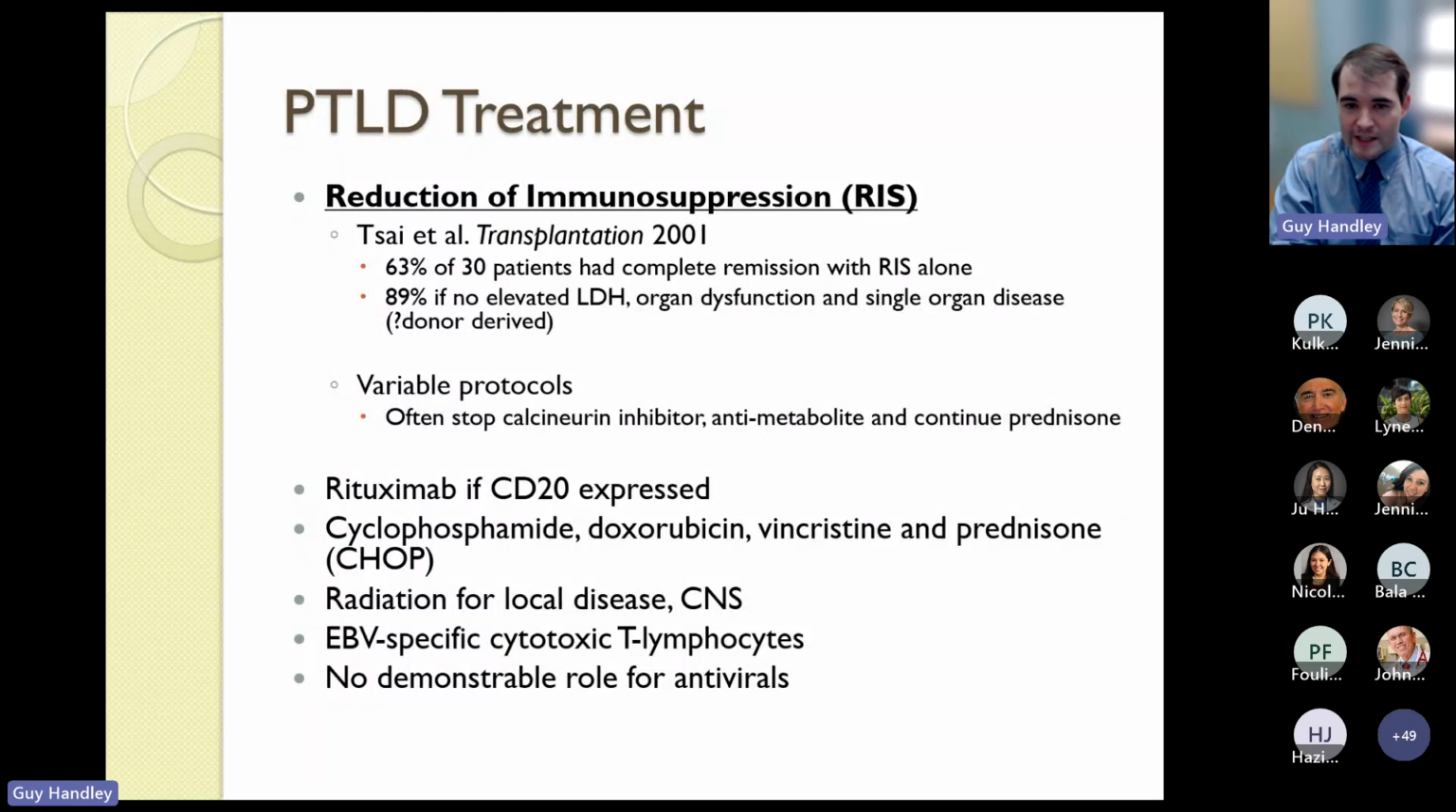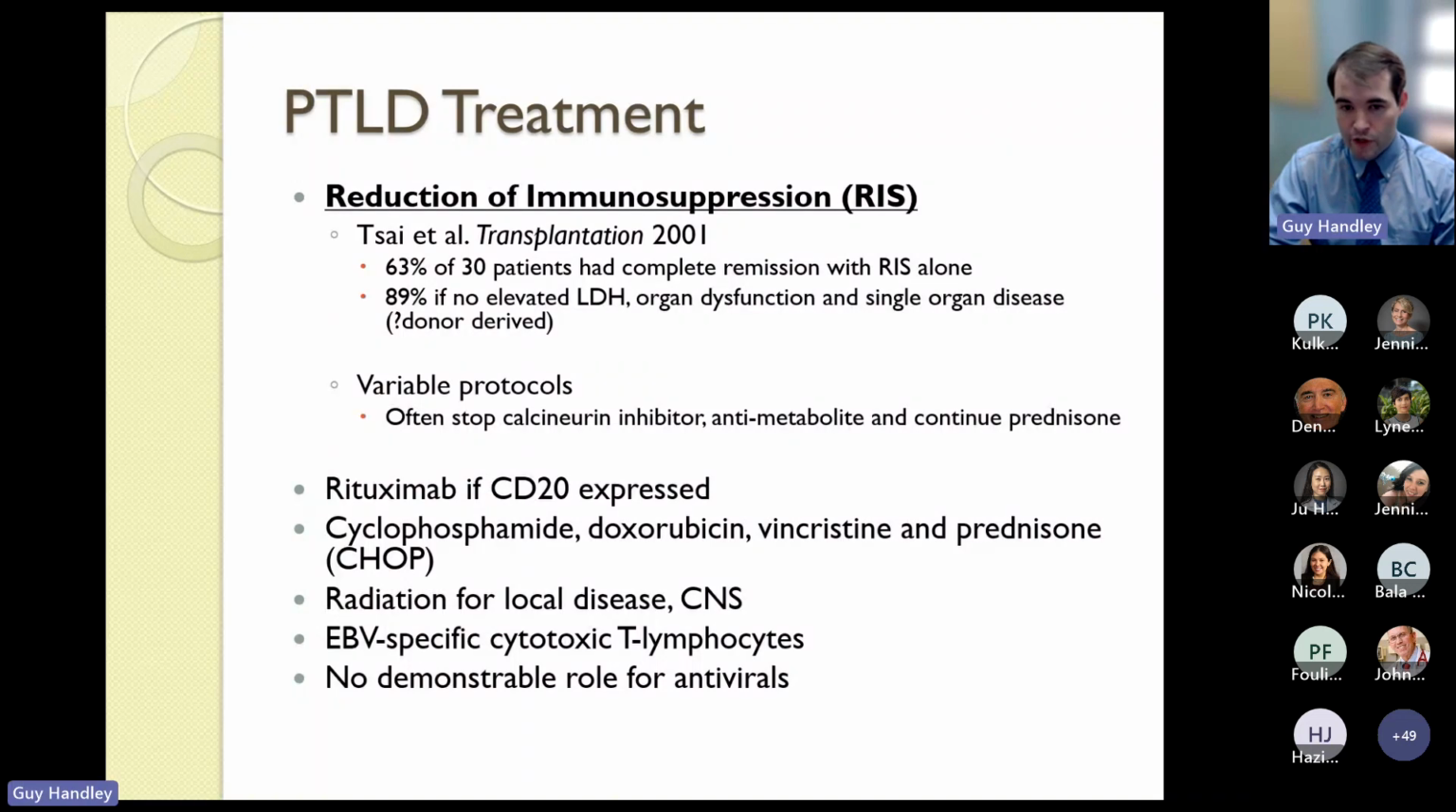In those 30 patients, 63% of them had complete remission with reduction of immunosuppression alone. The protocol will vary based on your transplant center, but a lot of times it's stopping the calcineurin inhibitor, the anti-metabolite, and continuing the patient's prednisone.